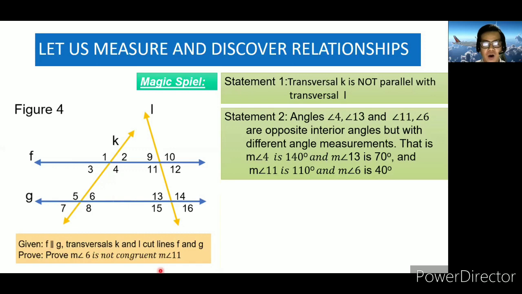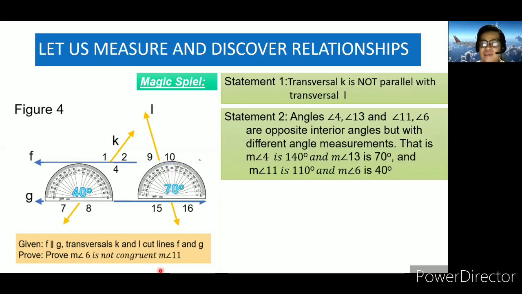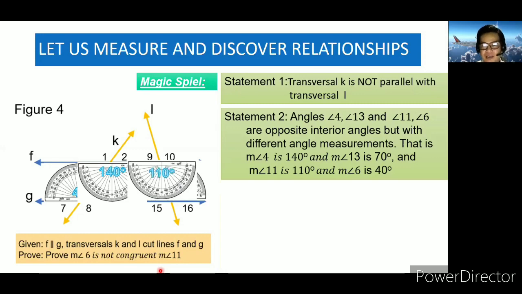For 6, the protractor reveals that angle 6 measures 40 degrees. Angle 13 measures 70 degrees. Angle 4 measures 140 degrees. And angle 11 measures 110 degrees. So see, the measures of all angles here, though they are opposite interior angles, measure differently. Why? Because your claim statement number 1 states that transversal K is not parallel with transversal L. So that would be the case when your transversals are not parallel.